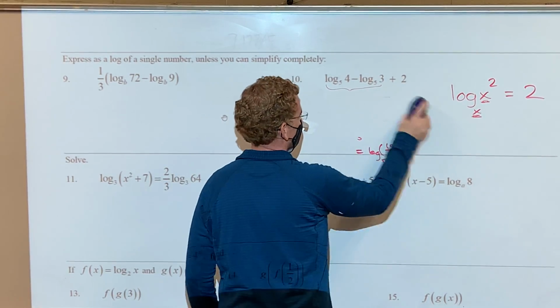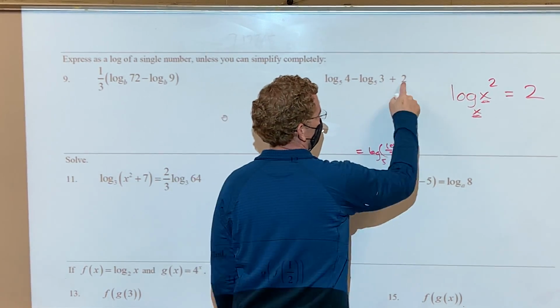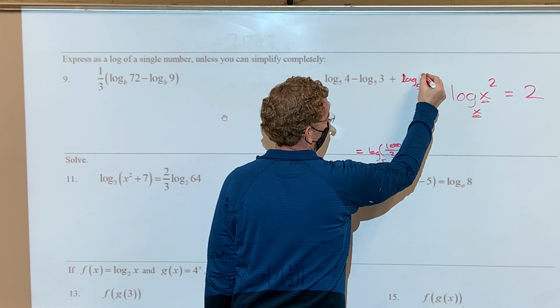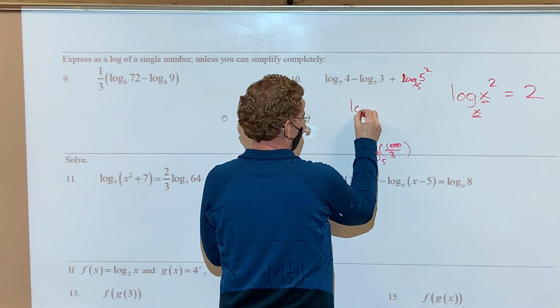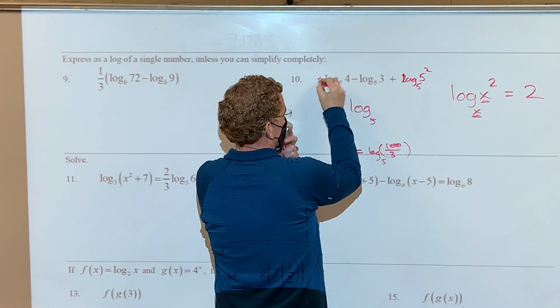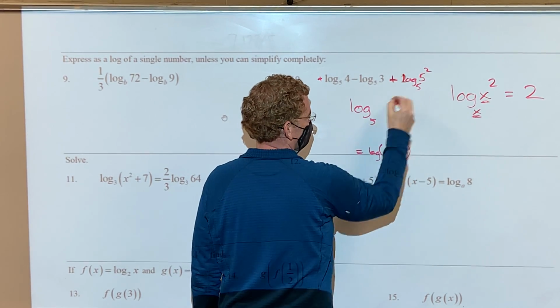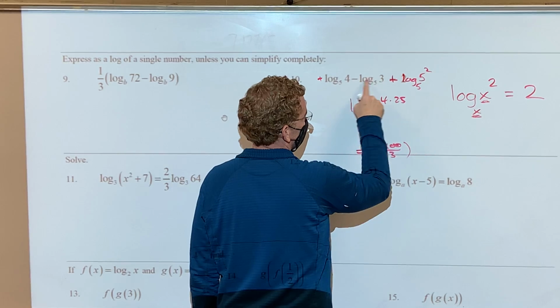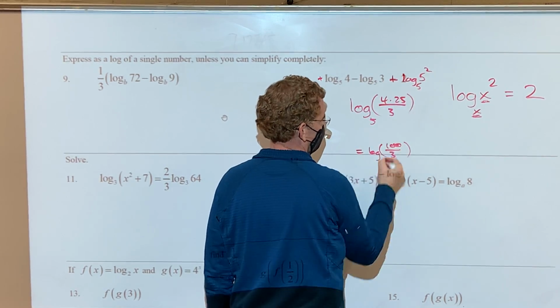I've got to be honest with you, I wouldn't do it in 2 steps though. I would have said, change that to a log base 5 of 5 squared, and then stuff that's positive, 4/25 on the top, stuff that's negative on the bottom. And you jump right there.